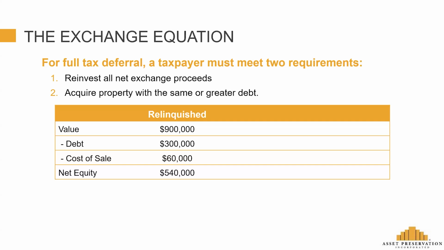And on the debt, if you go down in mortgage, it's called mortgage boot, and you just pay taxes on that. So let me walk through two examples here to kind of illustrate it. And I think when you see it, you'll realize it's really simple.